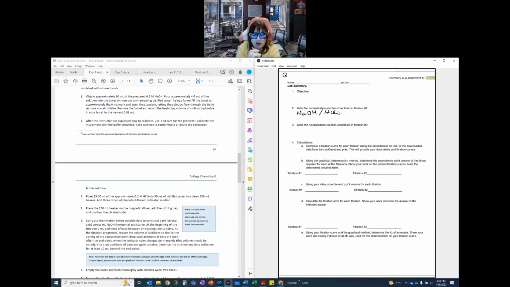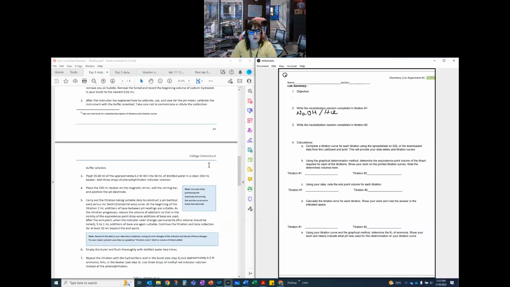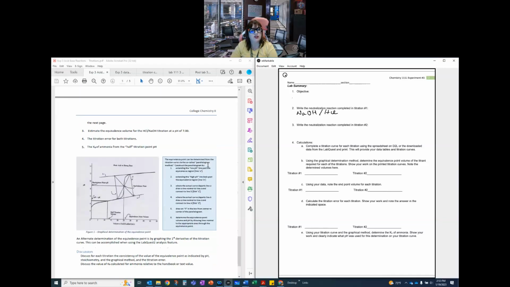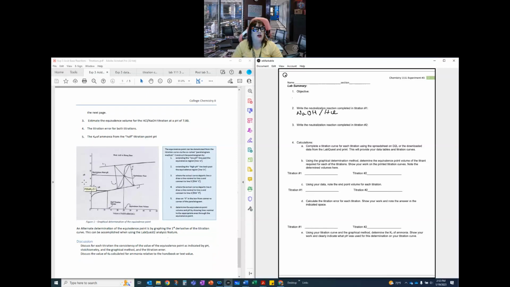And using the graphical determination method, determine the equivalence point volume of the titrant required for each of these titrations. Show your work on the printed titration curves. Note the volumes here. Okay, so what are we talking about with that? Well, if you scroll down in here, you'll see this lovely little graph.